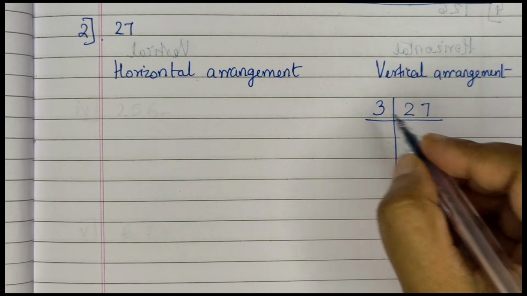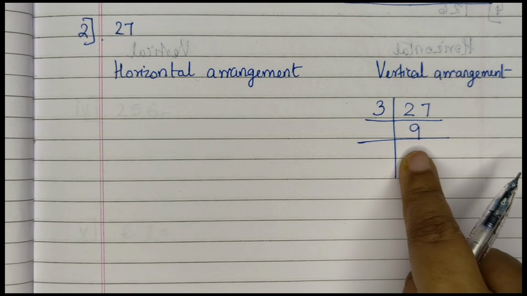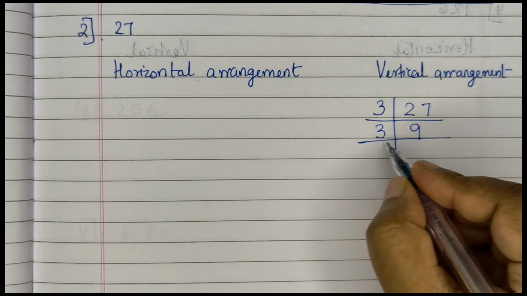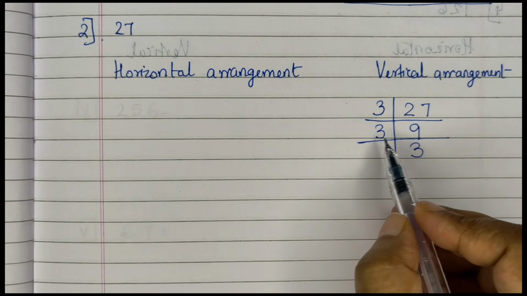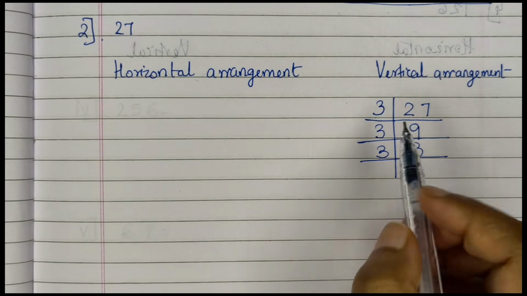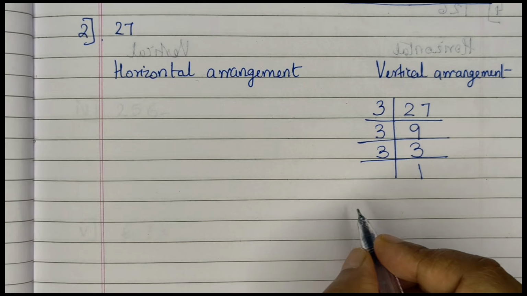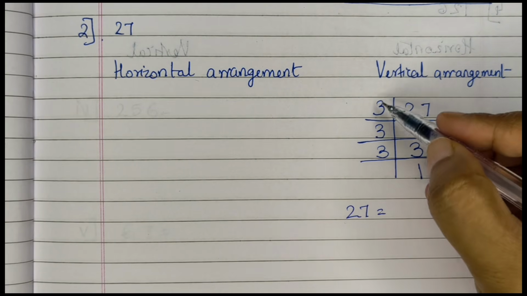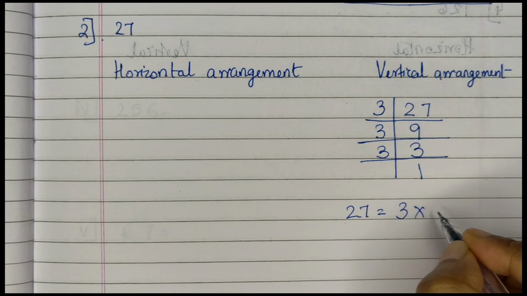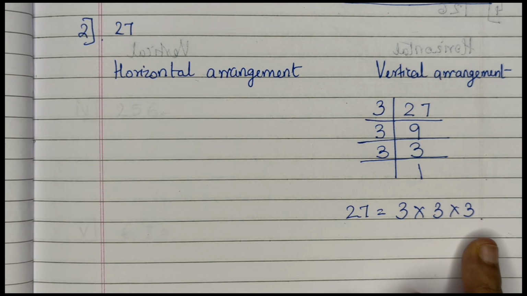3 nines are 27. Again we got 9. 9 is not divisible by 2. Again 9 is divisible by 3. So 3 threes are 9. Understood? 3 threes are 9. And then again 3 ones are 3. So this is how we have factorized by vertical arrangement. So write the prime factors of 27 now. They have asked for prime factors. So for 27, what are the prime factors here? See, these are the factors: 3, 3 and 3. Understood? This is how we write the prime factors.